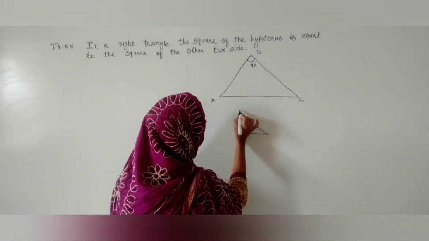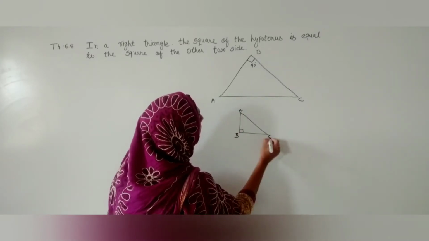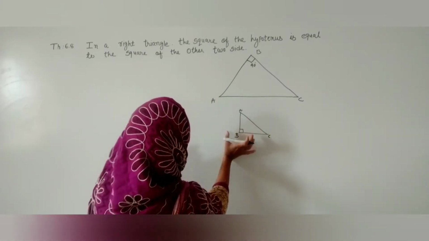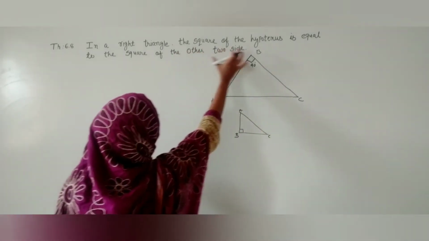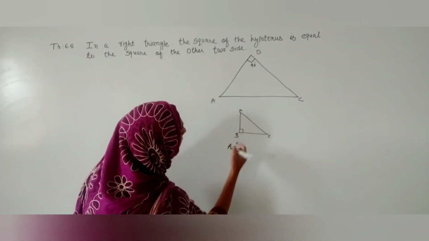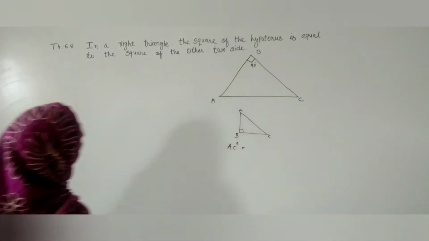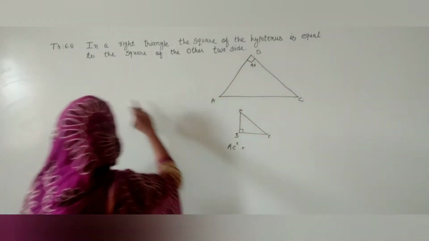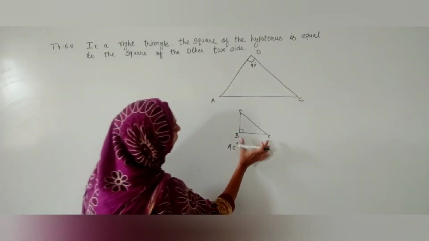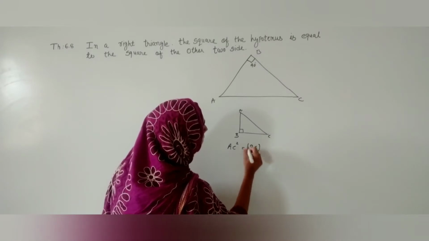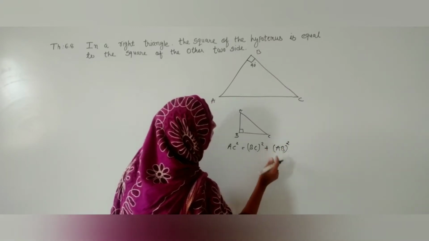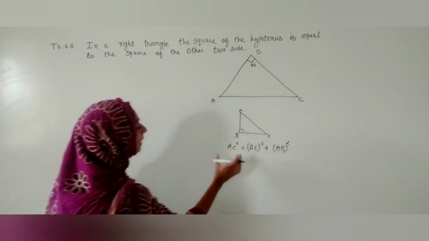Now the hypotenuse square: let us take, I am turning this figure. So now our hypotenuse is this, and what we have to prove is that the square of the hypotenuse, right now my hypotenuse is AC, and if I square it, it is equal to the square of the other two sides. That means if you square this side, and square another side, and add them, you will get both answers as equal.